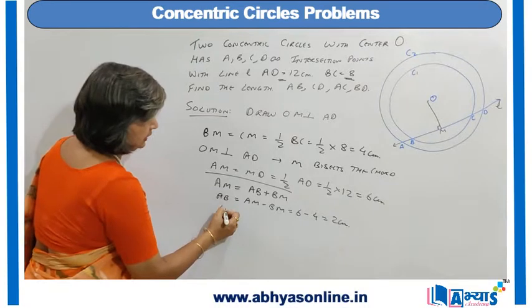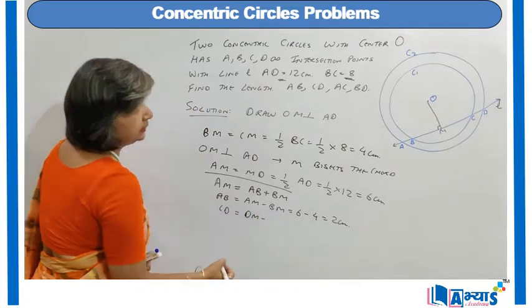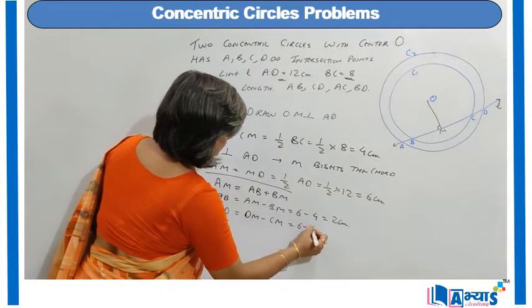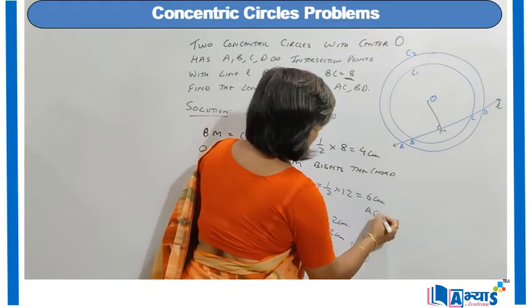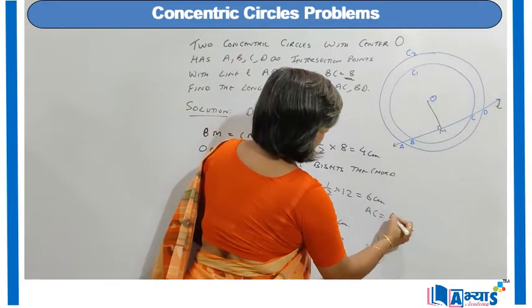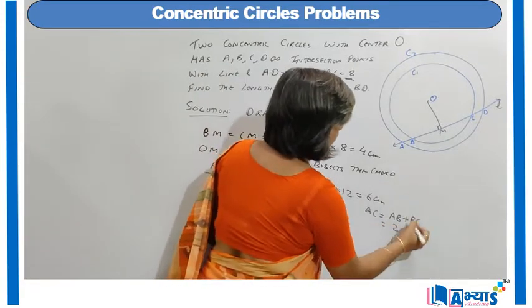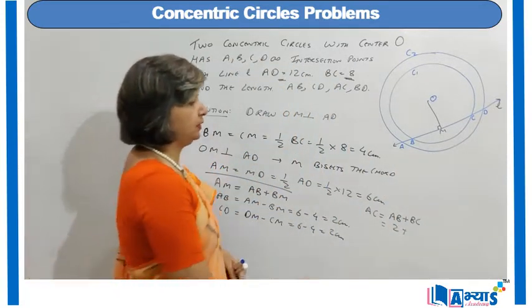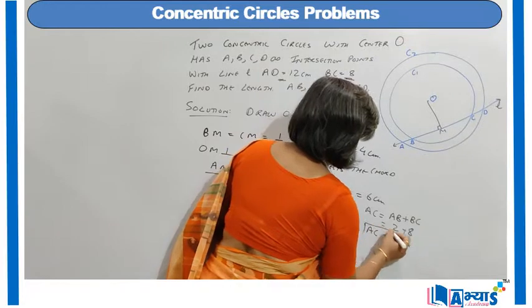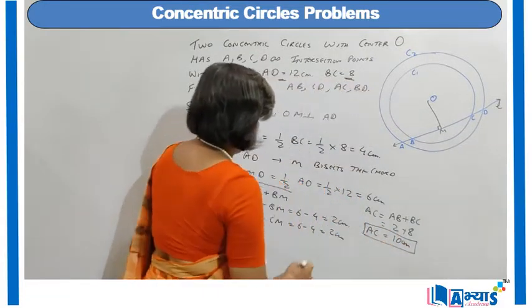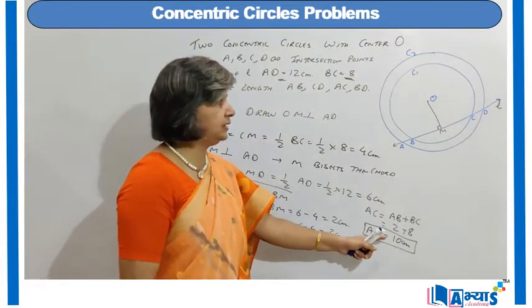Similarly, CD is equal to DM minus CM, so it will be again 6 minus 4, that is 2 cm. Now if we are supposed to find the length of AC, AC will be equal to AB plus BC. AB we have found to be 2 cm and BC has been given as 8 cm. So 2 plus 8 will be equal to 10 cm. So the length of AC will be 10 cm. Length of AB is 2 cm, length of CD is 2 cm, length of AC is 10 cm.